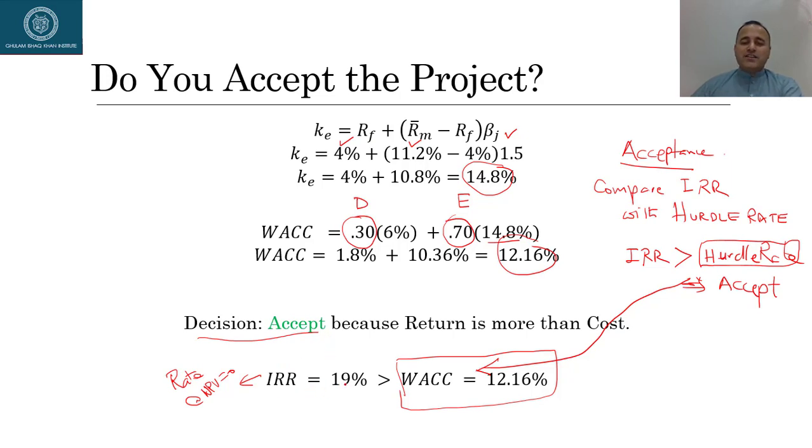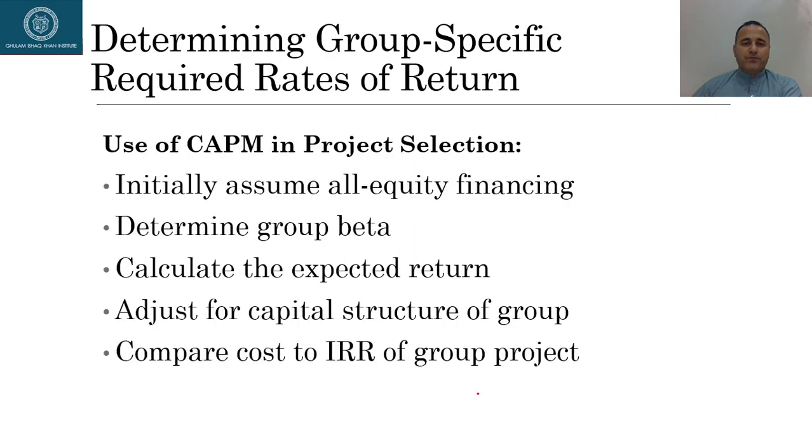So if the IRR is 19%, of course the return is more than the cost. So this one is the cost, the weighted average cost of capital. This first C is cost, the weighted average cost of capital. So since the return is more than the cost, we accept this project.